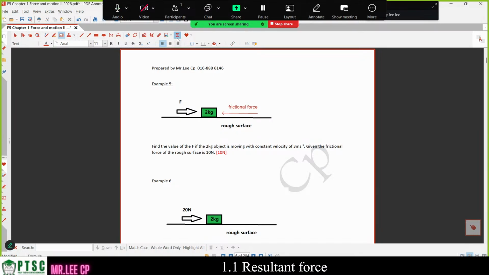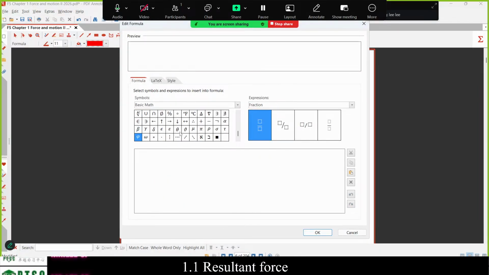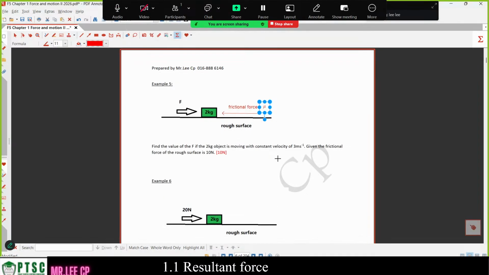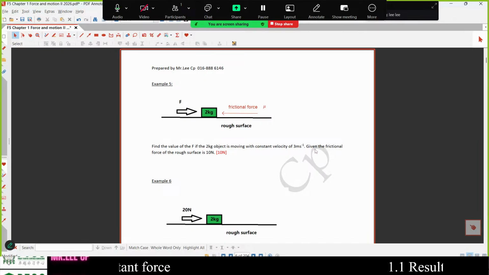Right, frictional force. I'm going to use the symbol mu. Mu is here. Find the value of F. I don't know how much F is. The mass is 2 kg, moving at a constant velocity of 3 m/s. Given the frictional force of the rough surface is 10 Newton.